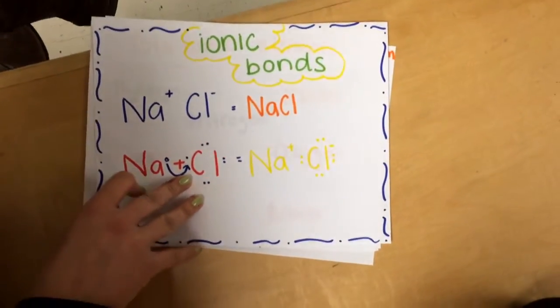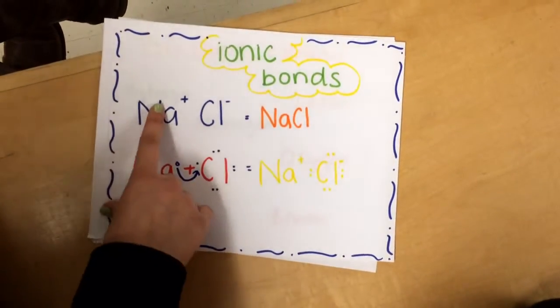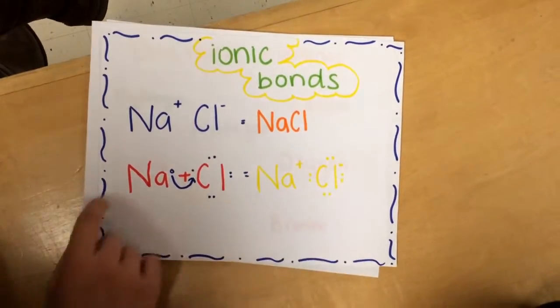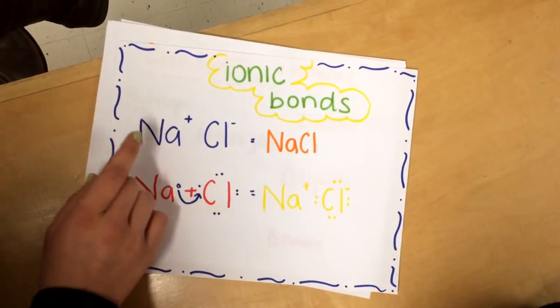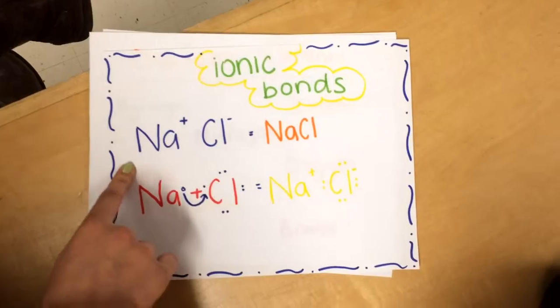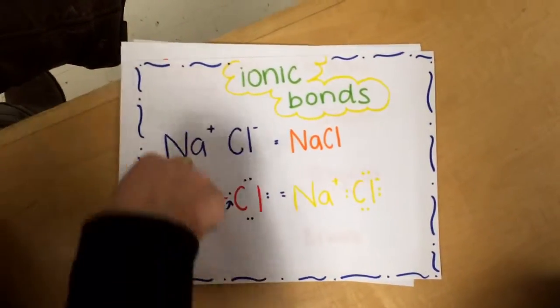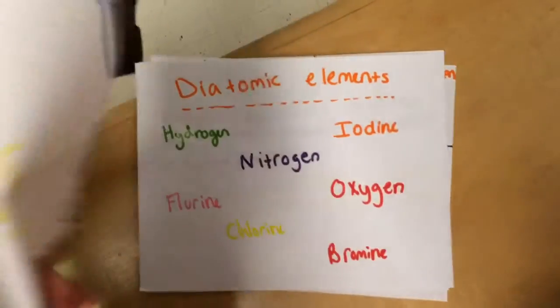Here's an example of ionic bonds. So here we have sodium, and we show how they combine to form sodium with chlorine and, I can't remember what that's called. Next slide.